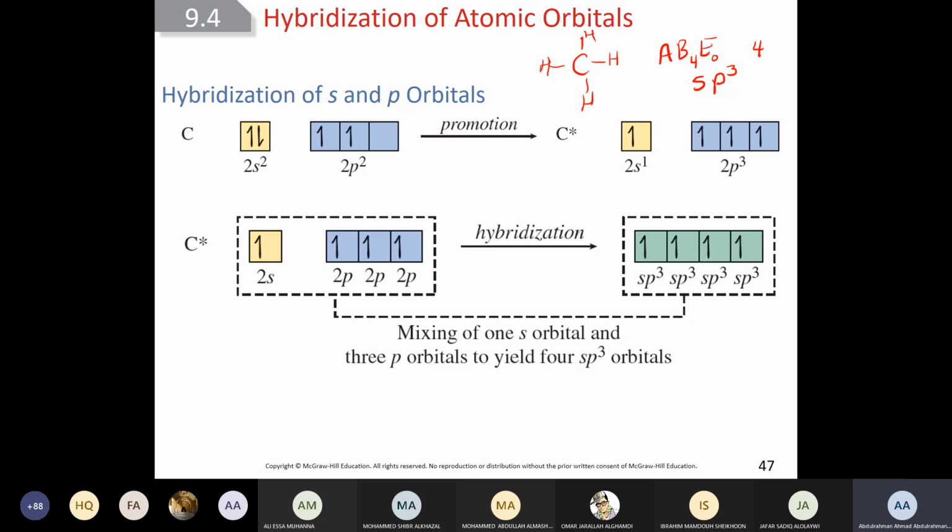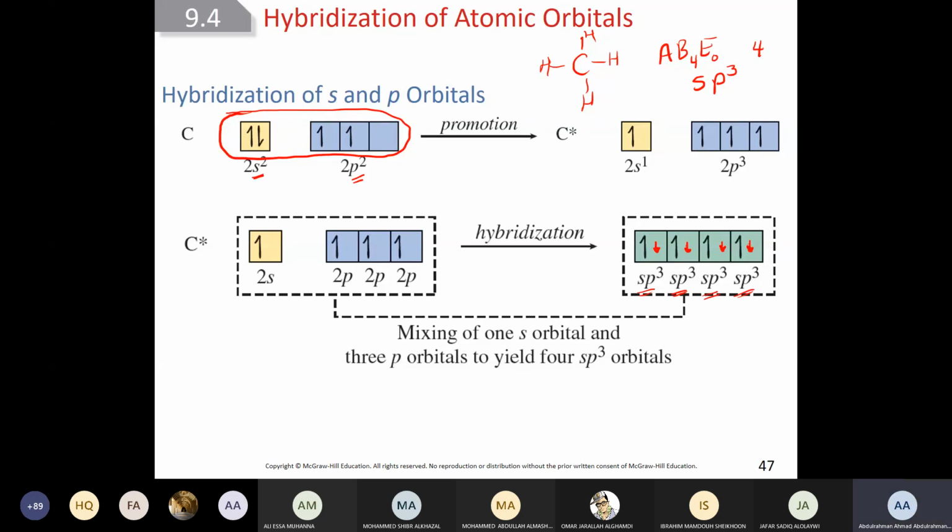1S and 3P. Exactly. That's the S mixing with 3 p orbitals. So we're going to mix all these together. And what are we going to make? New 4 orbitals. What's the name of each orbital? sp3. Then what will happen to the hydrogen? It will come and interact like this.